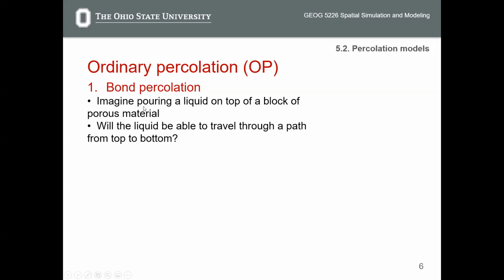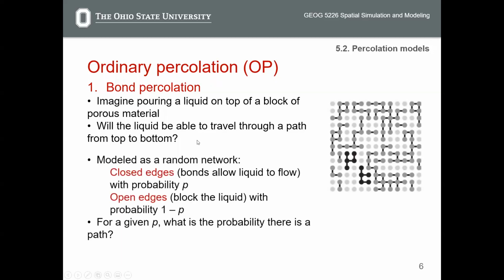So imagine pouring a liquid on top of a rock of porous material. Will the liquid be able to travel through a path from top to bottom? So here is the example. Let's just assume this square space is inside of that porous material, and each circle here is a location in this material that liquid or water can occupy.